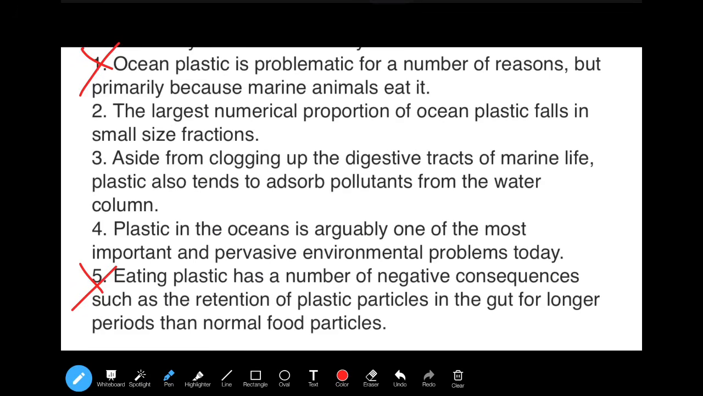Okay, now based on these two sentences, 3 is also gone. Aside from clogging up the digestive tract, again they're talking about the plastic being eaten by marine life. So 1, 3 and 5 are gone. Now, between option 4 and 2, one is my answer. The largest numerical proportion of ocean plastic falls in small size fractions. Plastic in the oceans is arguably one of the most important and pervasive environmental problems today. Now, of course, guys, if you read the 3 lines which we have already eliminated, it is a problem we are talking about. We are not talking about any numerical proportion. So definitely sentence 2 is the odd one out. So this is the answer.